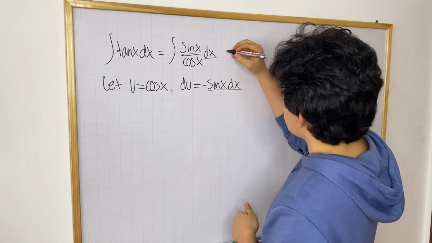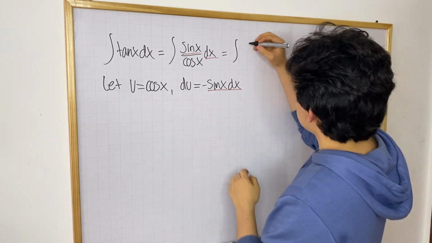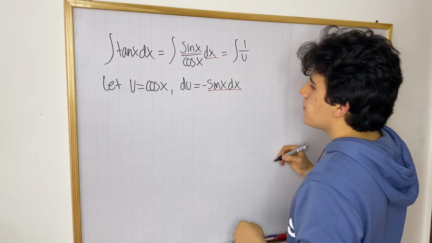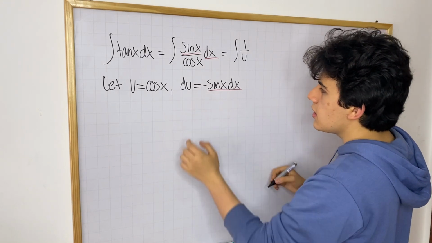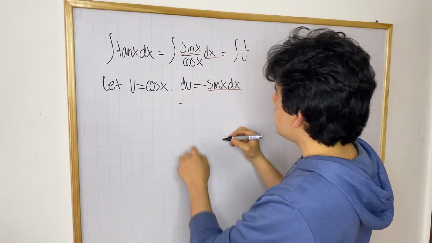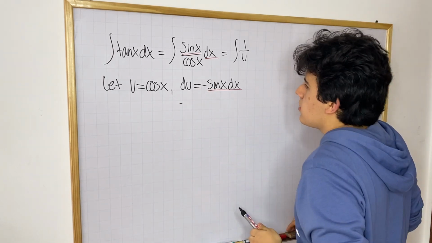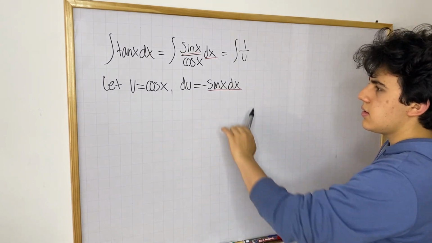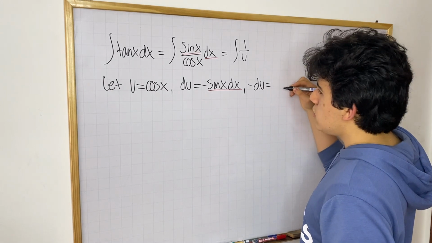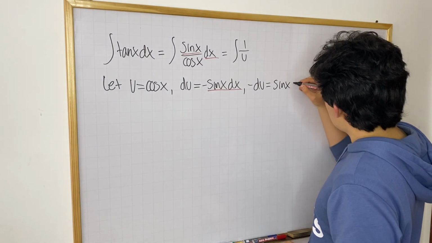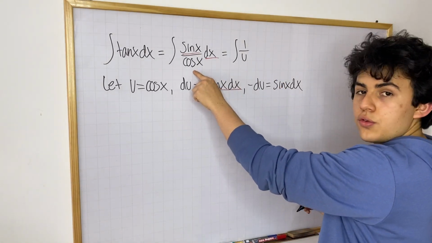So you can rewrite this integral, with u equal to cosine x, as the integral of 1 over u. And now what about sine x times dx? You can move the negative sign to the other side of the equation, so minus the differential of u will be equal to sine x times dx. So you have 1 over u, which is 1 over cosine, which is what you have in this expression.